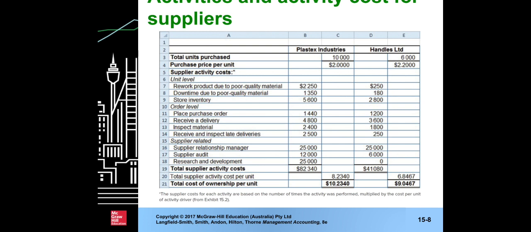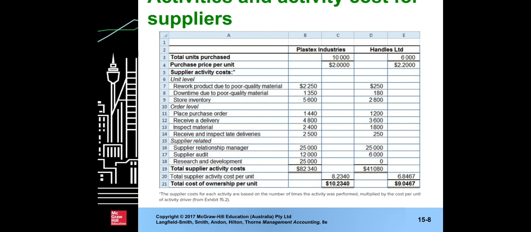Supplier related, maybe yes, maybe no, maybe according to the quantity, maybe not, maybe according to the size of the supplier or something. Research and development, there is a difference there. So, and then the total supplier activity cost is 82,340 for plastics, and 41,080 for handles.